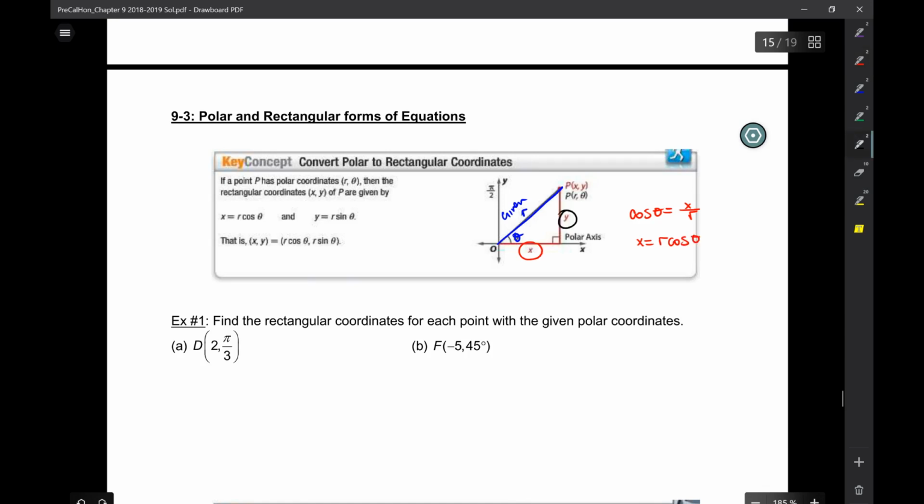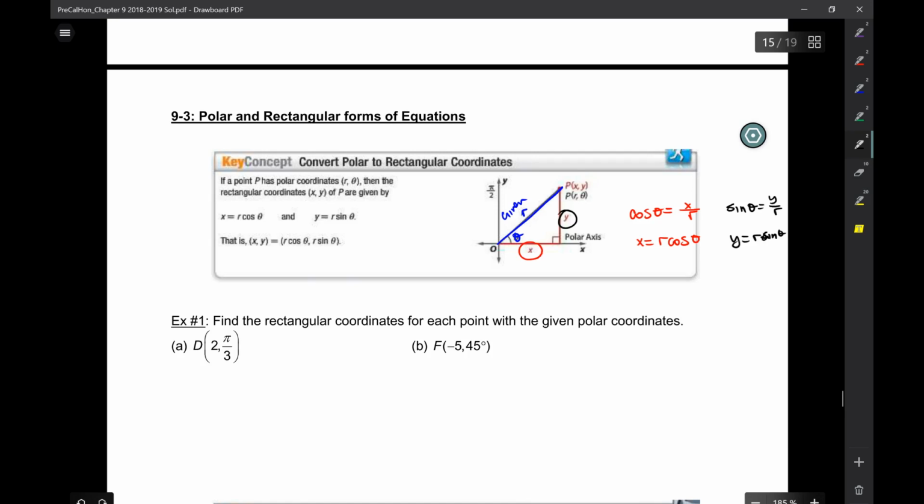Now, what about this y? How can you write y in terms of r and in terms of theta? Well, that's the sine. Sine of theta is equal to y over r. So y is r sine theta.